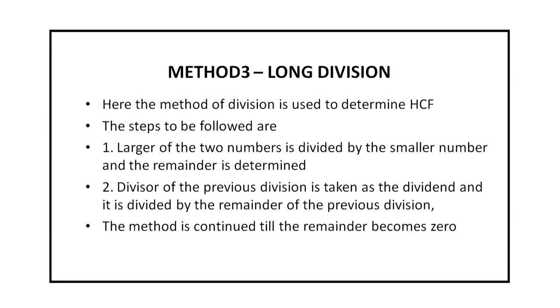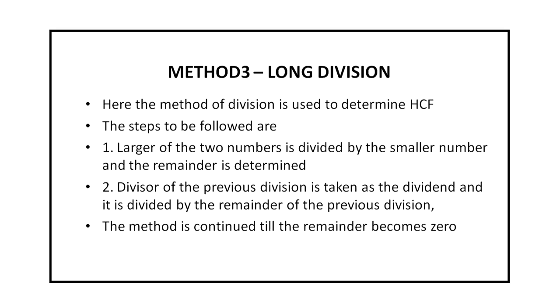Now, there is a third method for determining the HCF, or the highest common factor. This method is called the long division method. Here, the method of division is employed to determine the HCF. A few steps are to be followed here. Step number 1, we'll be given two numbers, and the larger of the two numbers is divided by the smaller number and the remainder is determined.